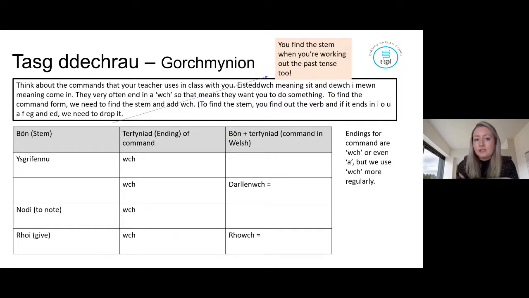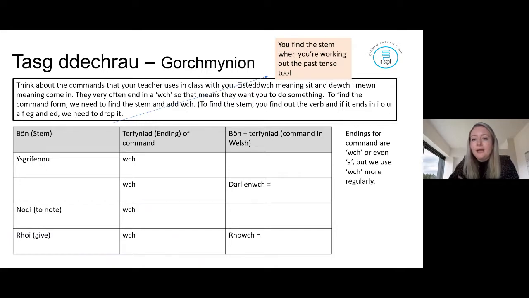I ddechrau, at the start of task I've got for you here. Task dechrau: Gorchmynion. So, commands. Now, you may be familiar with commands, okay? Think about commands that your teacher may use in class with you. So, for example, when you walk into a class, your teacher may say, Eisteddwch, or Dewch i mewn. Now, you may notice that at the end of most commands is the word wch, three letters, W-C-H, wch. And that should tell you that it's a command, that they want you to do something, okay?